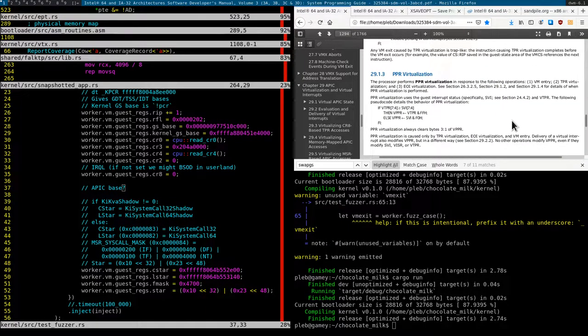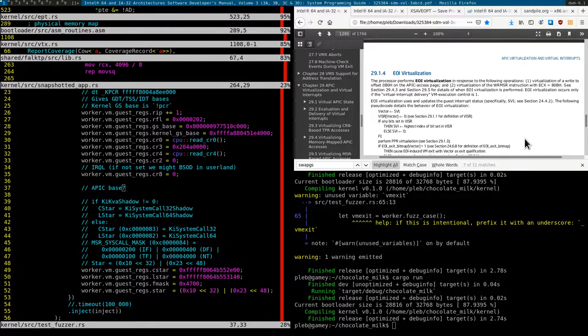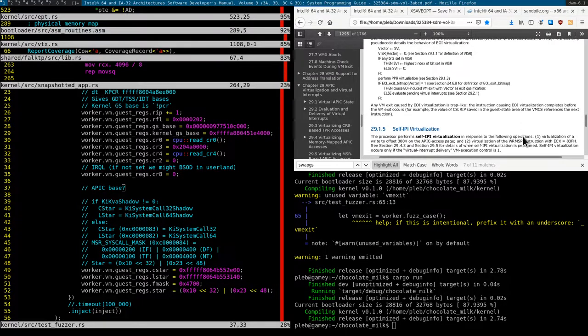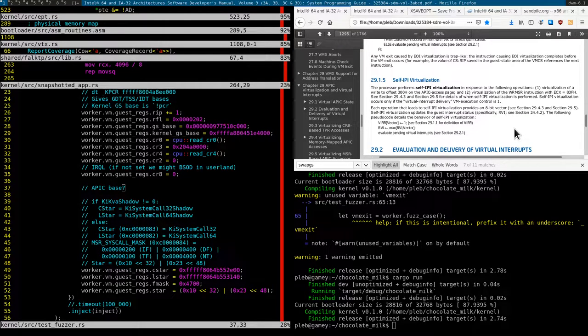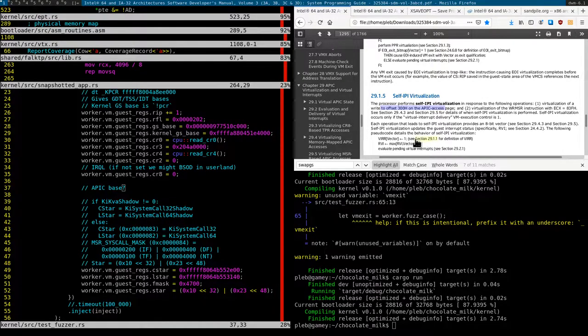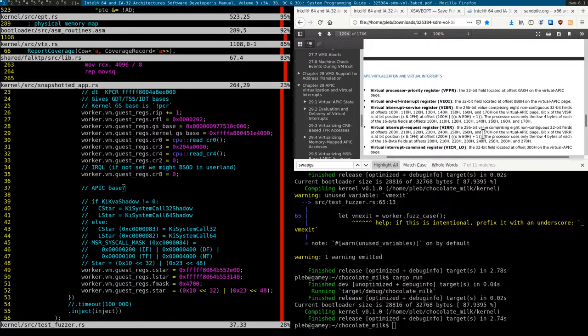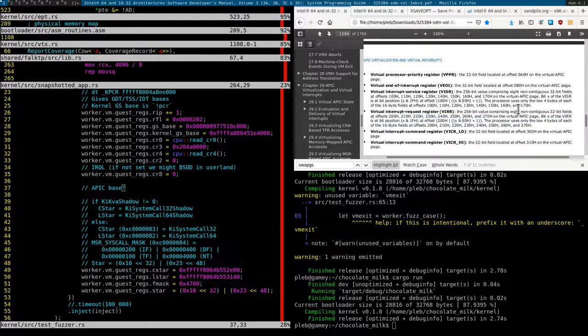PPR virtualization. EOI virtualization. Oh, that's cool. That must clear the IRRs. Self IPI. Write to 300. So I'm guessing that self IPI might be a special case. Virtual IRR. Yeah, it'll set the bit there.